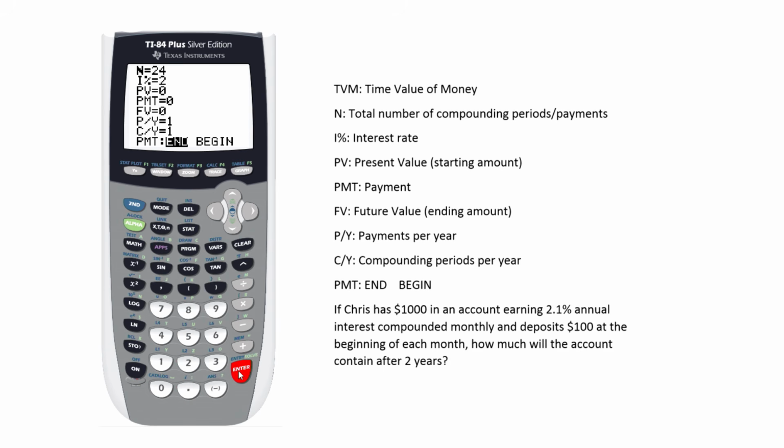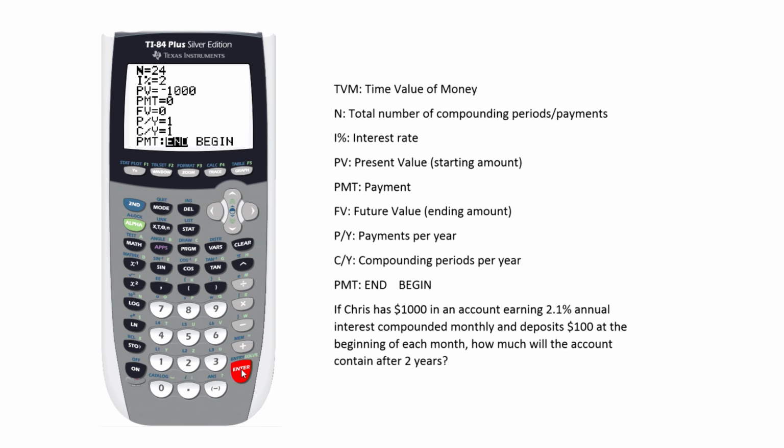PV, the present value, is the amount we start with. And so Chris has $1,000 already, so that's the amount that he's going to start with. Now in the calculator, money has to be directional. So if money is moving away from you, that's going to be negative. And if money is coming to you, that's going to be positive. So this $1,000 he has invested in the bank, that's going to be a negative number. So anytime we invest money or put money in the bank, that's going to be negative.